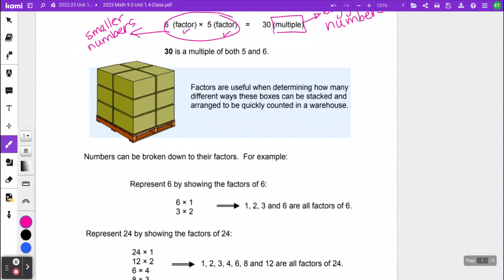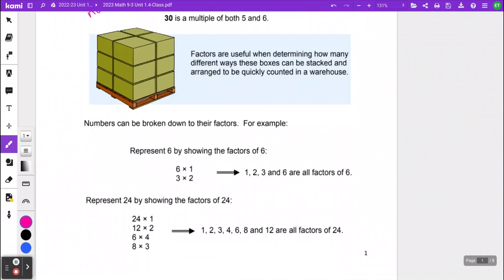All right, so it says factors are useful when determining how many different ways these boxes can be stacked and arranged in a warehouse. So how many boxes do I have altogether? Well, it says I've got 6 boxes. I've got 1, 2, 3, 4, 5, 6 on that side, and I've got 6 on the other. So I would have a total of 12. So if I were to say I've got factors of 12, we're going to make a factor chart. This is called a factor T-chart.